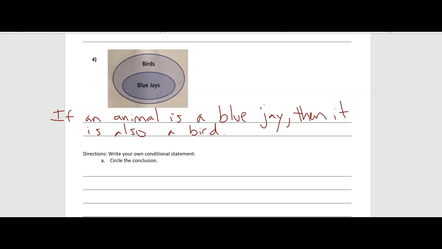Now, if you had said, if an animal is a bird, then it is also a blue jay, that would just be a false conditional statement, right? Because if an animal is a bird, well, then it could also be a cardinal, or it could be a mockingbird, or it could be a parrot, or some other type of bird. But if it's a blue jay, then it 100% has to be a bird. So this would be the true conditional statement based off of that diagram. All right, and we'll come up with one of my own.